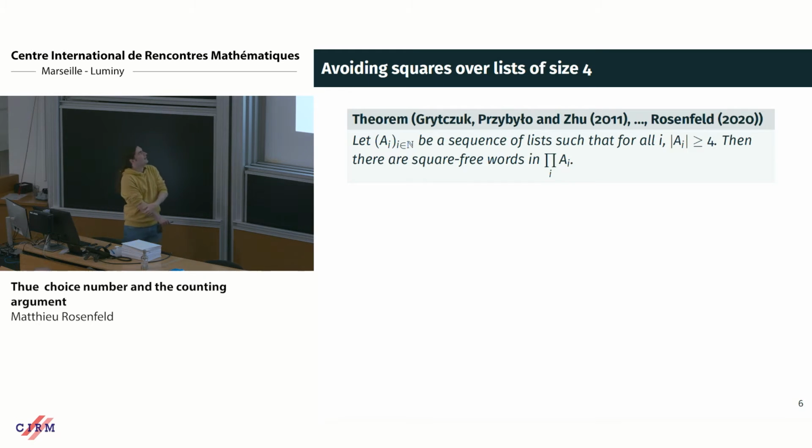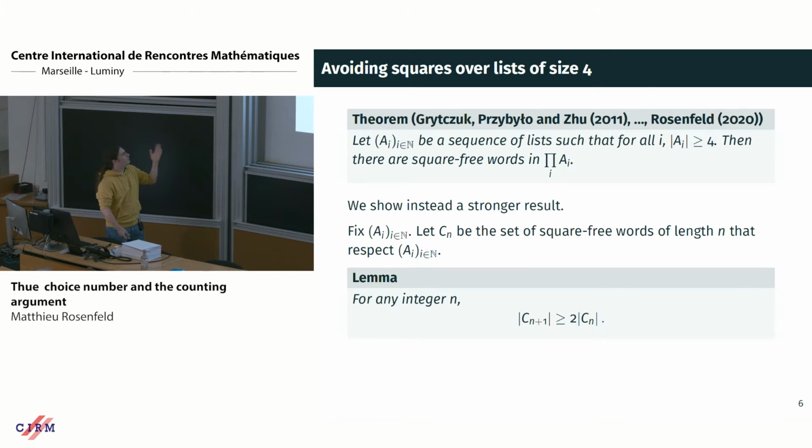Well, the first idea, as the name suggests, is that instead of proving that there is at least one word of every length, I'm going to prove that there are a lot of them. Like I'm going to count them. So for this, I will just need to introduce a few notations. I will fix my sequence of alphabets for the rest of these 2 slides. And I will write Cn for the set of square-free words of length n that respect my sequence of alphabets.